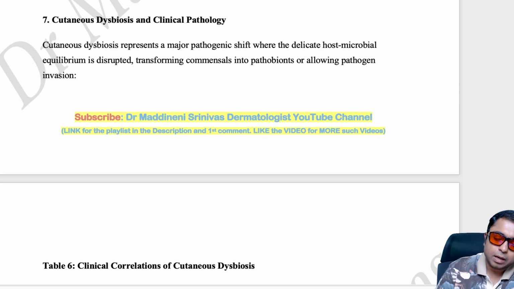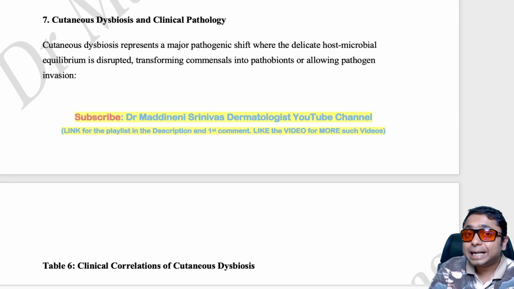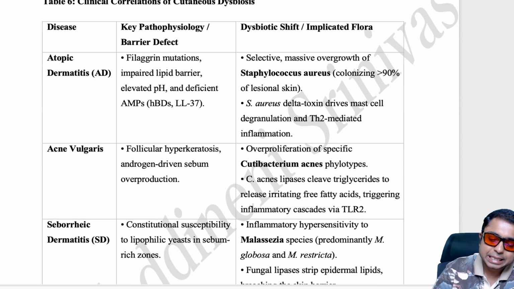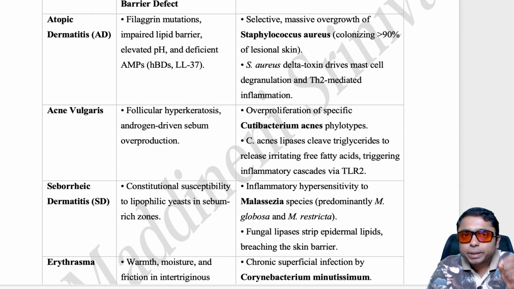What are the important diseases associated with dysbiosis? Let us quickly see them one by one. The first one is atopic dermatitis.